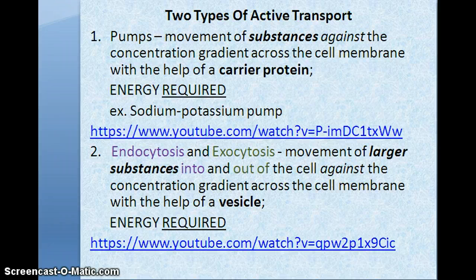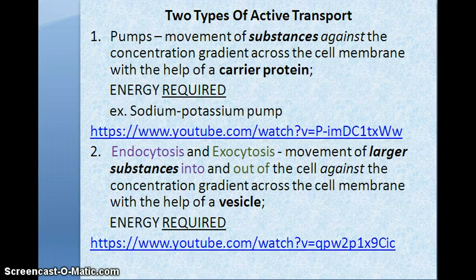Now we switch to active pumps. Active, if you are active, you require energy. So if we look at the active transports, they require energy. Since it requires energy, it goes against the concentration gradient. If it goes against the concentration gradient, it goes from low to high. It needs energy to be able to move. An example of a pump is sodium-potassium pump. And I have a YouTube video there for you to watch.